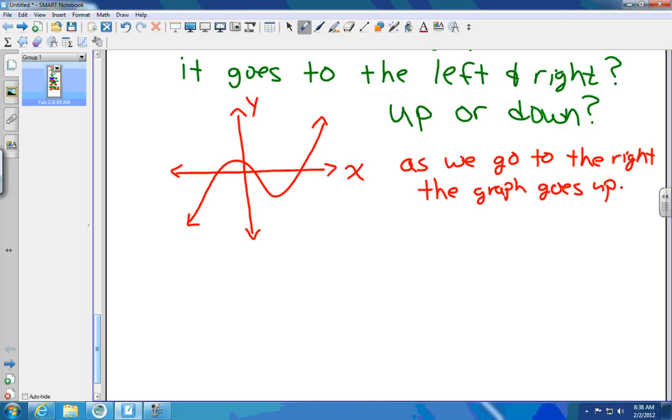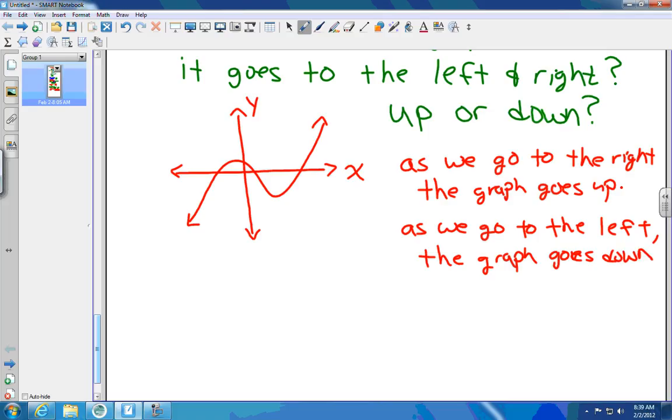So then as we are moving to the left, going this way, which way is the graph pointing, up or down? It is now pointing down. So you could also write that. As we move to the left, the graph points or goes down. That's pretty simple normal English that you're used to using. Only that's not what we use in math. So we have to turn those phrases into the correct notation.